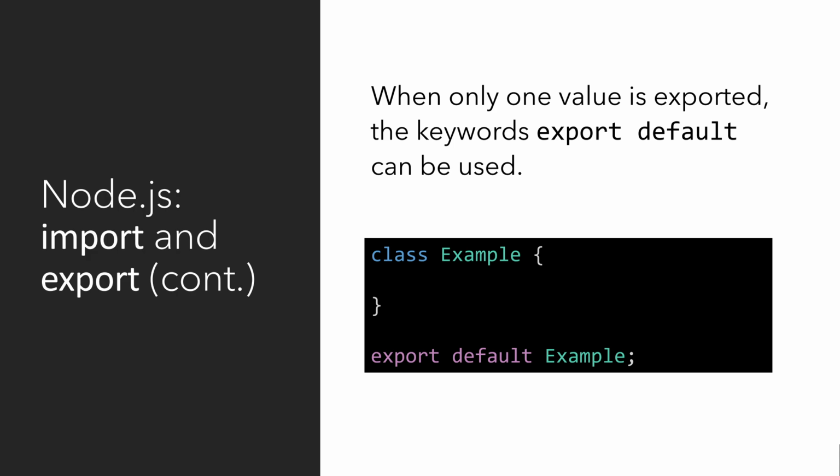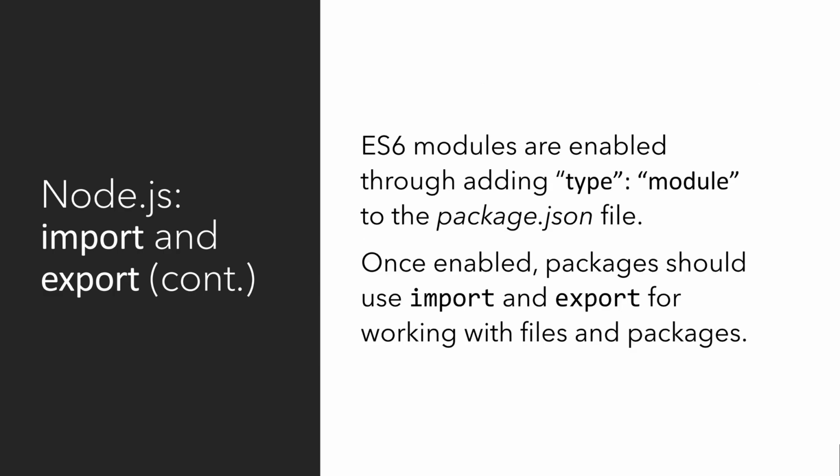This has been a review of the import and export keywords. These exist and are enabled through the use of the type module in package.json. This is the only way they can be enabled currently as part of Node.js. They cannot be used without type module added, and when added, they are the exclusive use for working with files and packages.